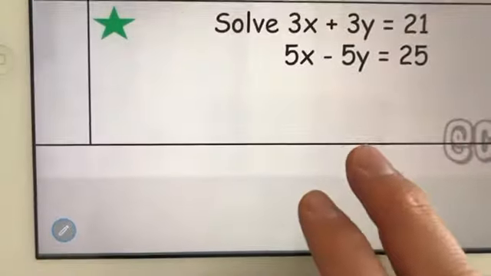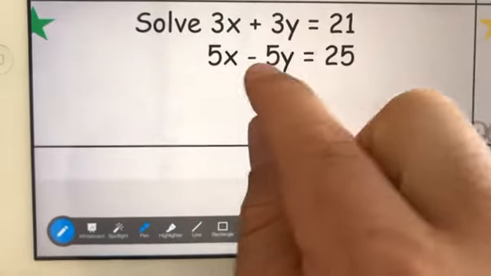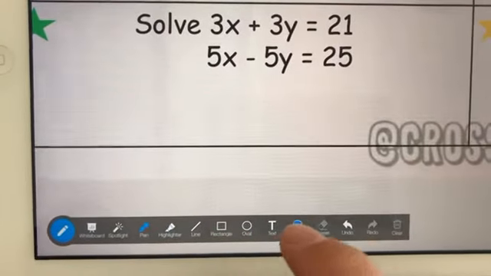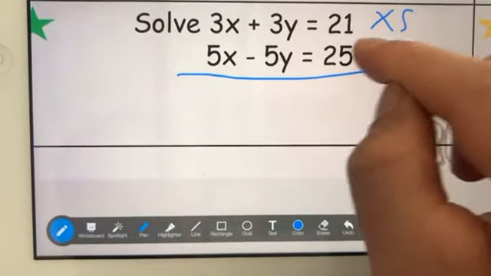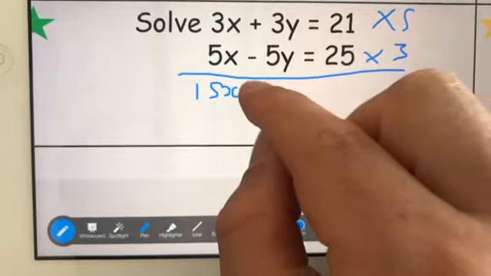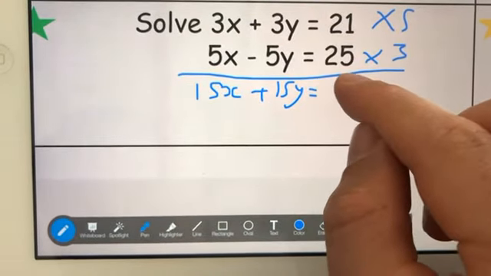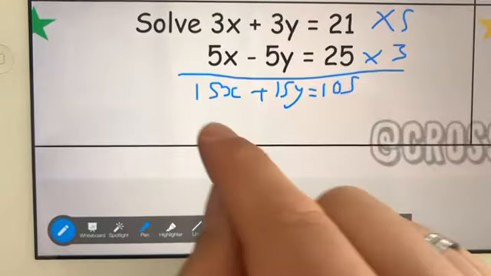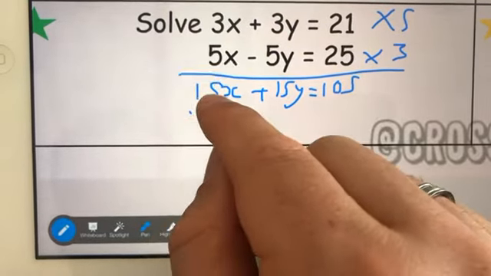Last bit. 3x plus 3y equals 21. 5x minus 5y equals 25. Okay, I've got to make the y's the same. So what I'm going to do, I'm going to times the top by 5, times the bottom by 3. If I times the top by 5, I end up with 15x plus 15y equals 105.